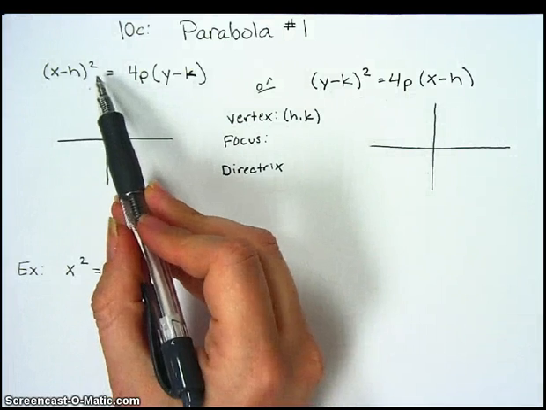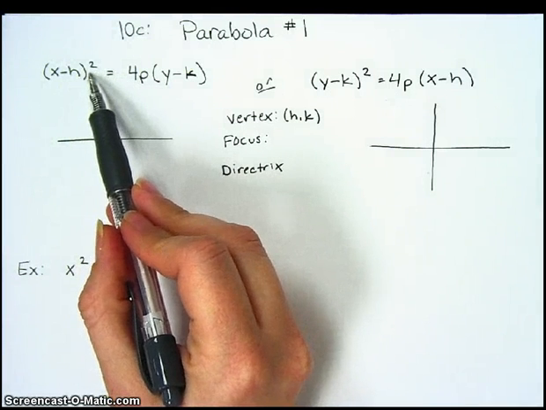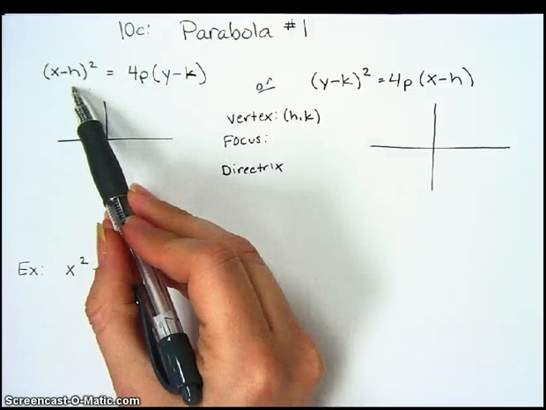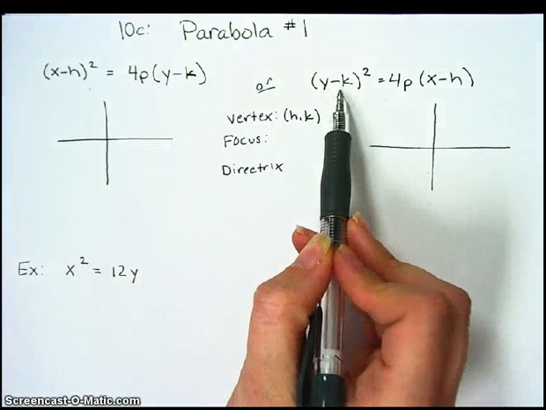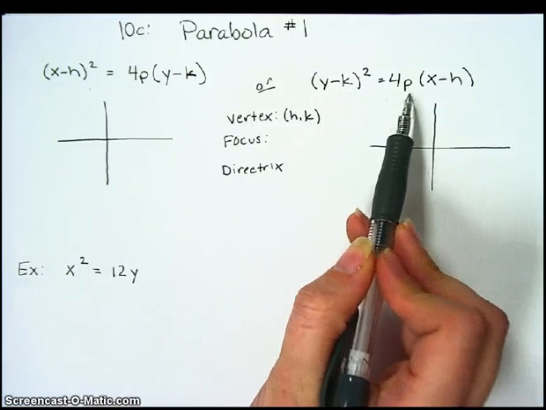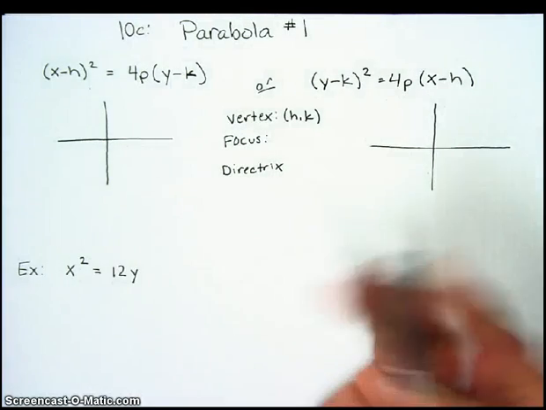So it just determines which one is squared. One of your terms, either x or y, will be squared. So here x is squared, so that means your y term gets the 4p. The y is squared here, so your x term gets the 4p. So let's go ahead and look at our graphs.